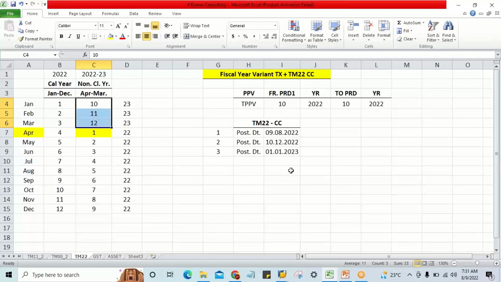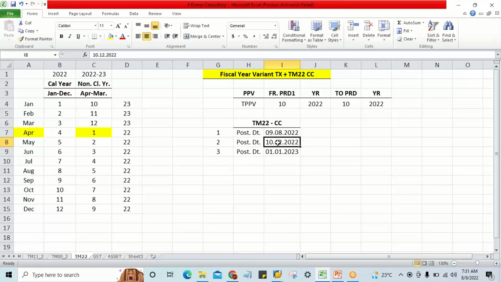So here is the challenge. When SAP is going to check, period 08 means August, and August means fifth period. And which year? 2022. So here 2022. 12th means ninth period, 2022. So here ninth we are going to give, and here 22.